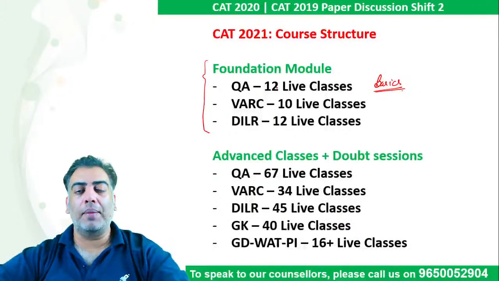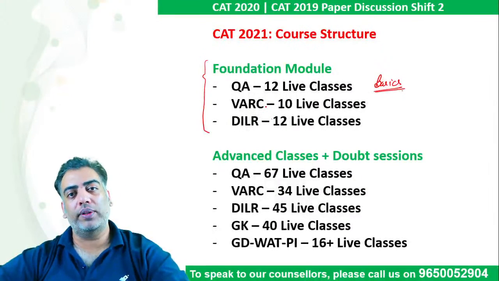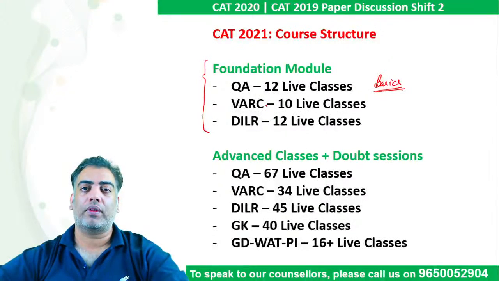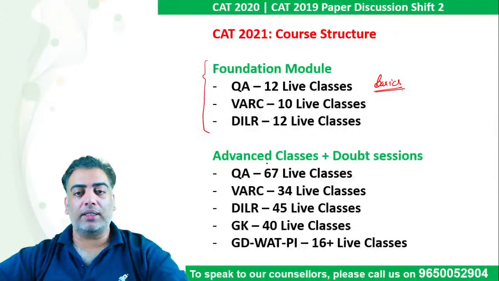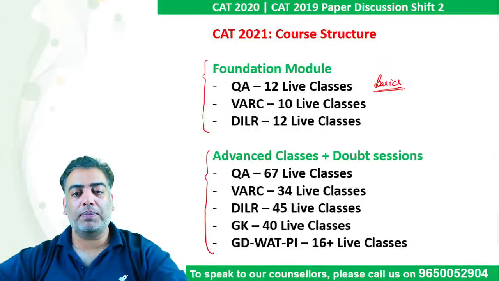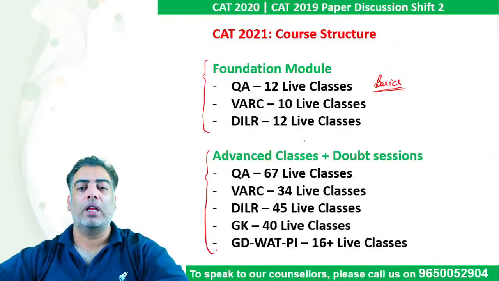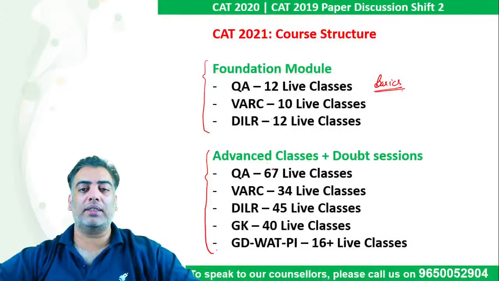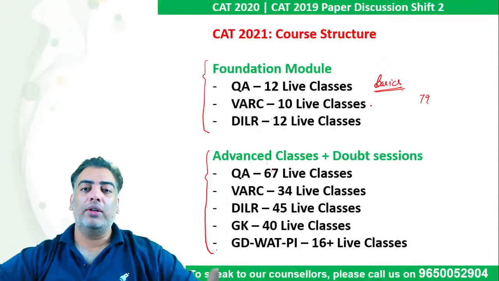And there are ample classes, and if any student needs more assistance, we are always here to provide it, right? Advanced classes and doubt sessions are an integral part of your studies. So if I talk about total classes of quant, 12 plus 67, a total of 79 classes of quant are there, which will include your basics and advanced classes.